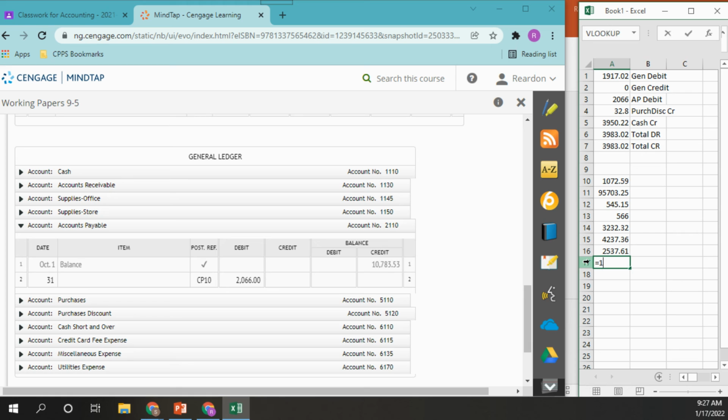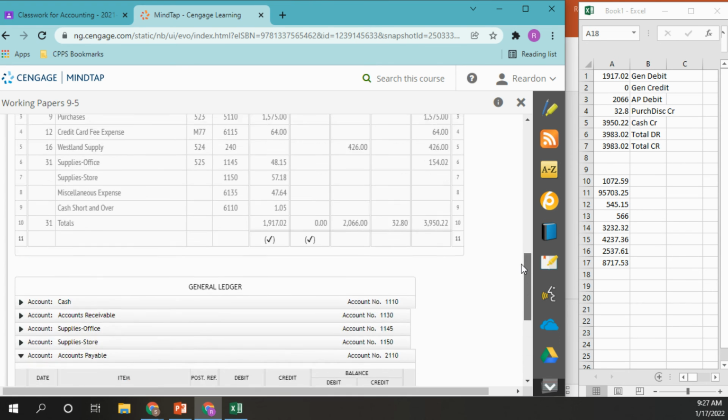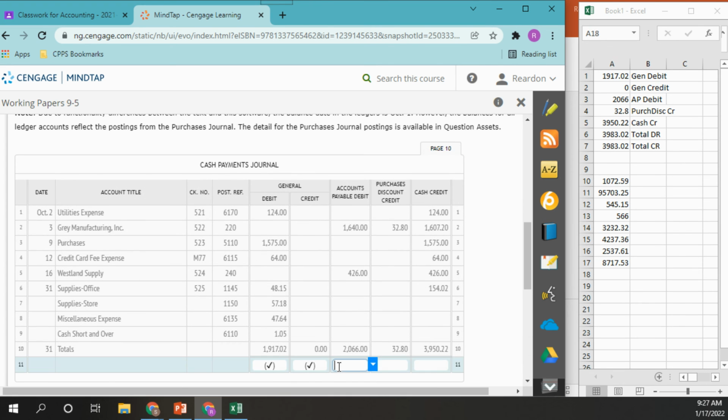Previous balance is 10,783.53 minus, because I have a debit, I'm taking away from my natural credit side 2066 to give me 8717.53. Decreasing accounts payable, which has a natural increase side on the right side, the credit side. Account number 2110, go back and put that underneath the column total.